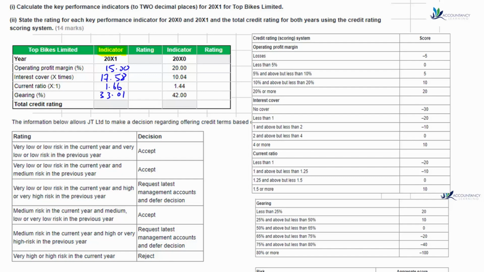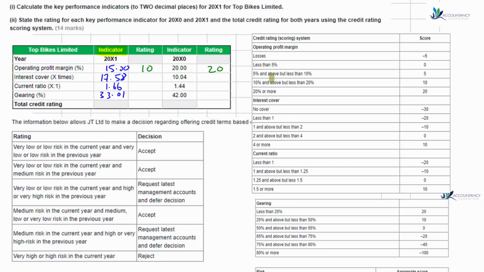So last year we had an operating profit margin of 20%. And if we look at our credit scoring system on the right-hand side, if we have an operating profit margin of 20% or more, then we would have a credit score of 20. Whereas in the current year, we have a margin of 15%, and with a score of between 10 and 20, that would give us a credit rating of 10.